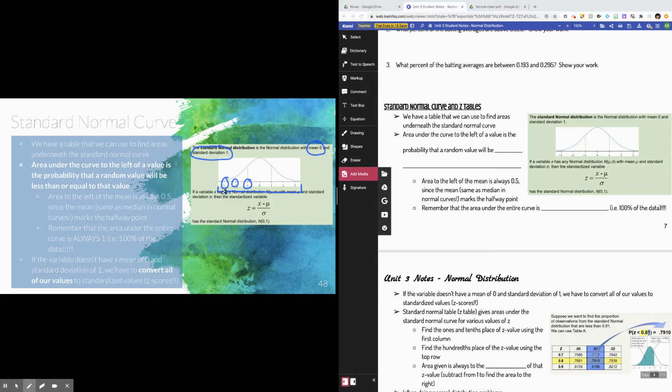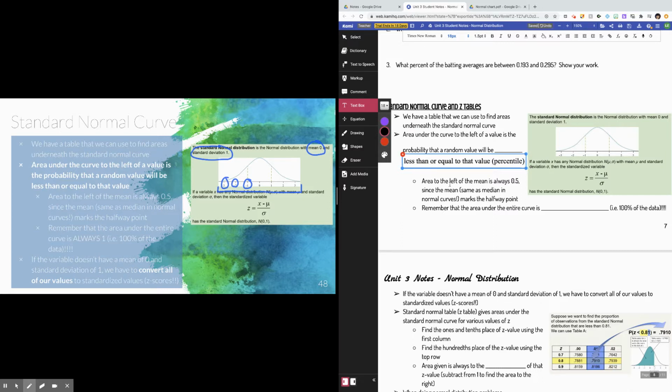I'm going to show you how to use the z-table in this video, and then I will post links to other YouTube videos made by other teachers that will show you how to access those things on your calculator. So keep in mind that the area under the standard normal curve to the left of a particular value is the probability that that random value will be less than or equal to that value. It's basically a percentile.